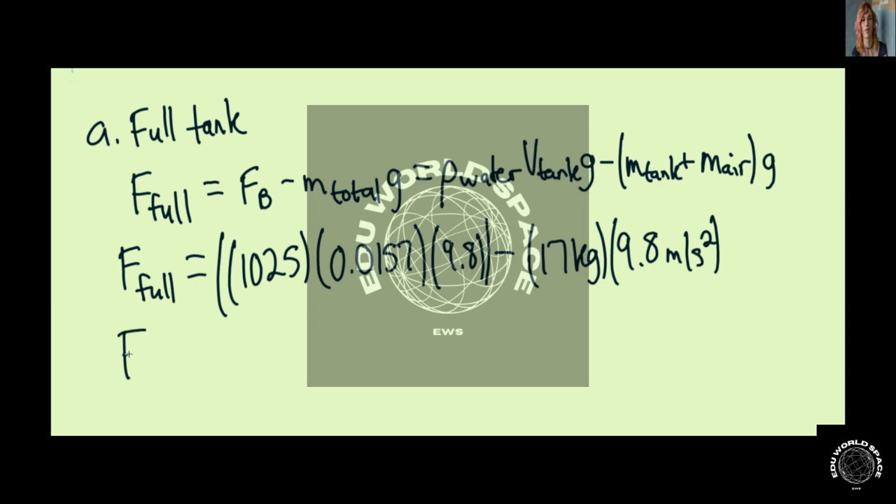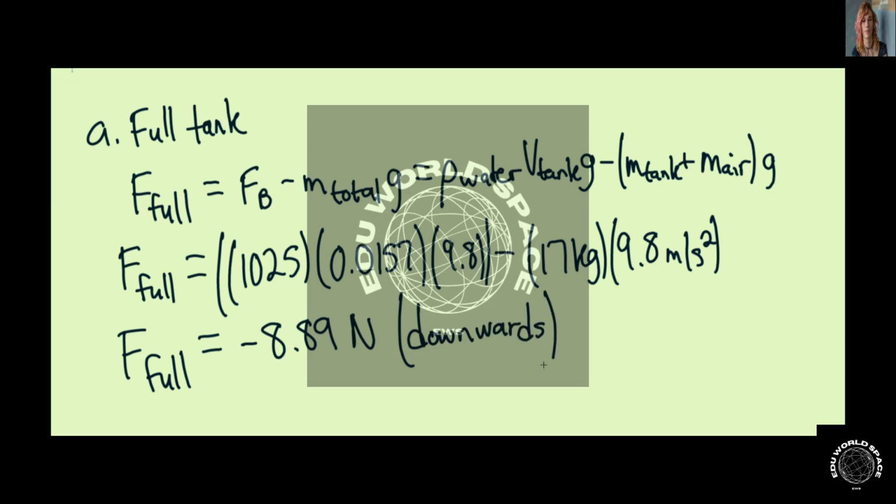And so we find that the force on the full tank of air is going to be negative 8.89 newtons. So this would be downwards. So essentially, the buoyant force of the air within the tank doesn't account for the mass of the tank itself. Therefore, it still will sink.